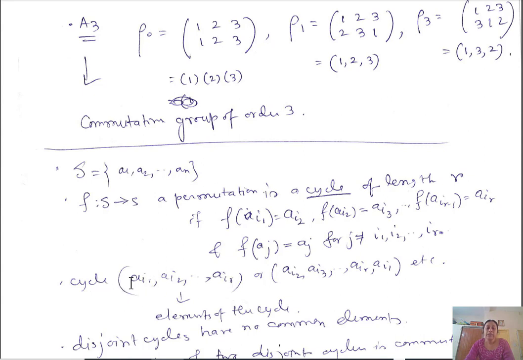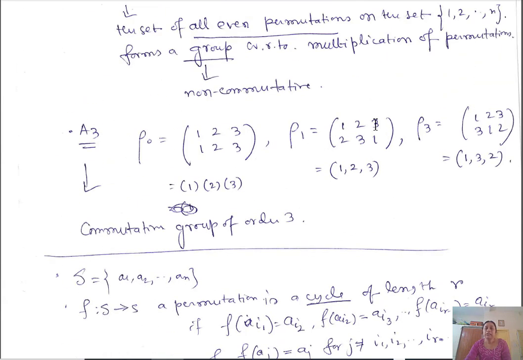It means that under f, it is taking you here, under f it is taking you next, and under f it is taking you back to ai1. One part I didn't write: another thing you add here, f(air) will give you back ai1. And for other elements, they are fixed under f, for j not equal to i1, i2, ..., ir.